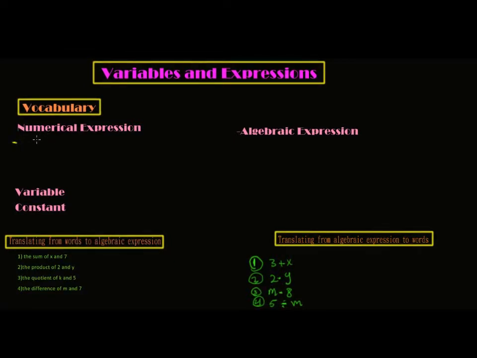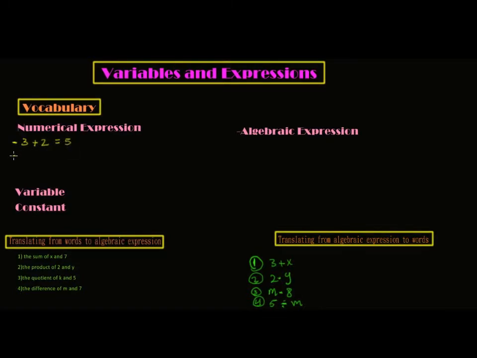To understand the numerical expression, if I ask you to find the value of 3 plus 2, here we have an expression. All of its elements are numbers, so we call that a numerical expression, because the first element is a number and the second one is a number, and the operation between them is addition. So you can easily find the result of that expression. You just add 3 plus 2, which equals 5.